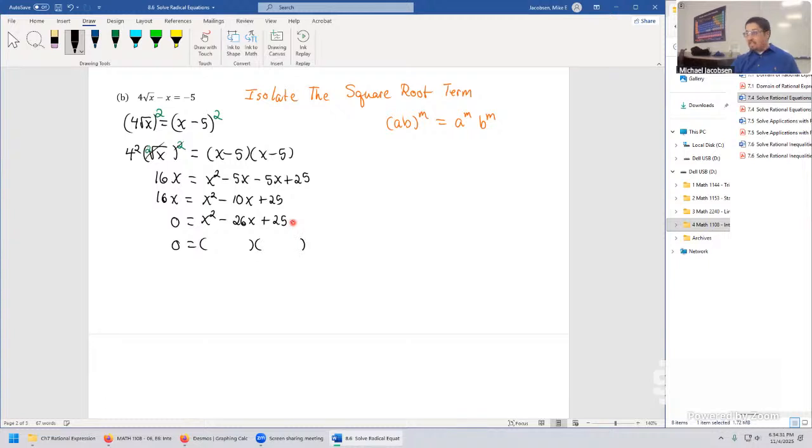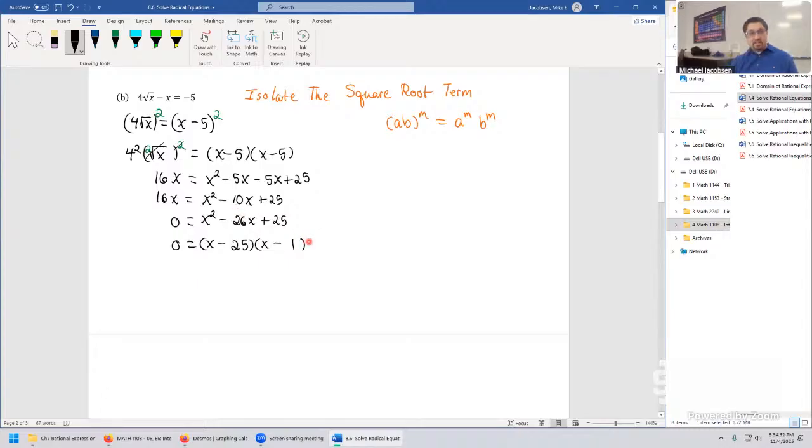So this one factors in a nice way. We can go x and x. That positive sign here means both of the inner sides are the same. And that negative sign says they're both minus signs. And to get a 26, we can just go a 25 and a 1. These will multiply out to a positive 25, add up to the negative 26.